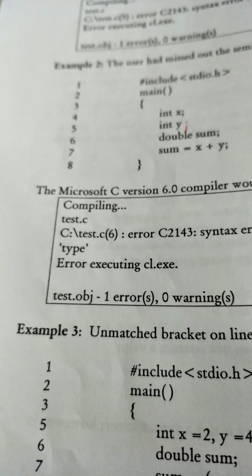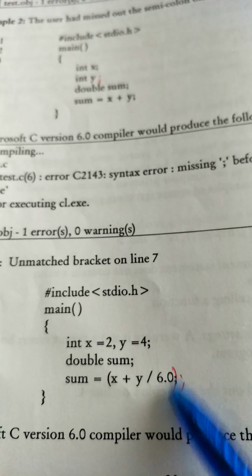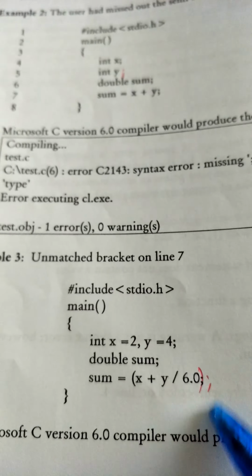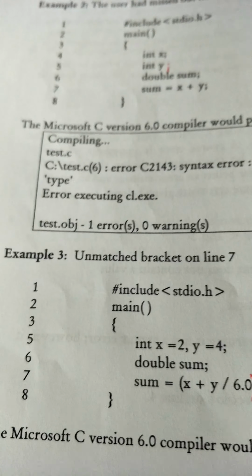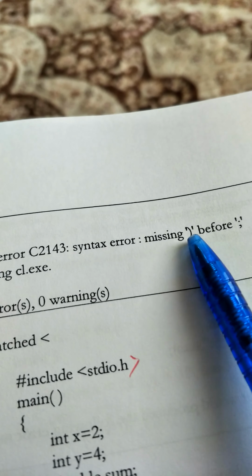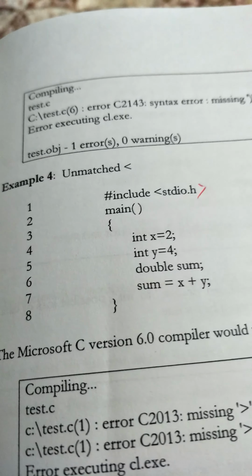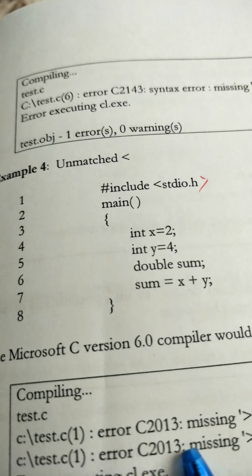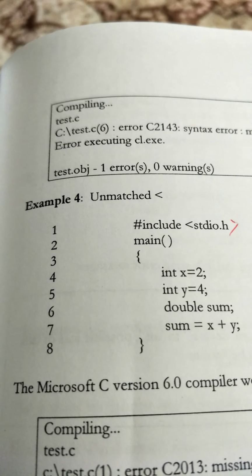Okay. So in example number 3, again in this case you miss the bracket here. Yeah. So if you compile, the compiler will tell you what the error is. The syntax error is missing the bracket. Okay. You opened with that, but you forgot to close. This also gives you an error.